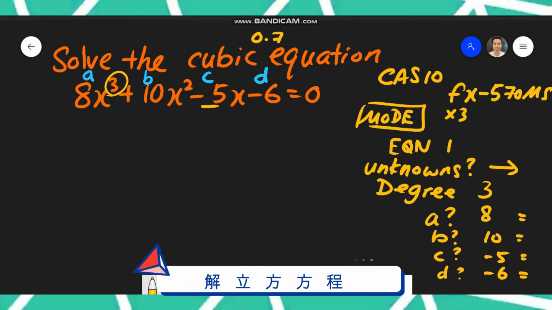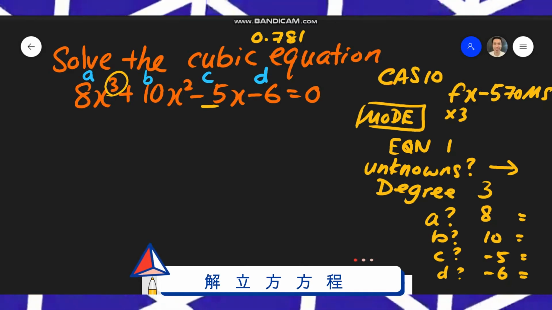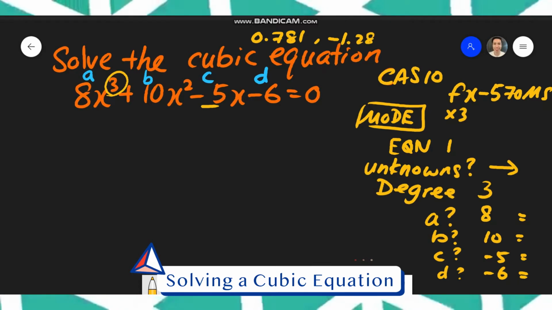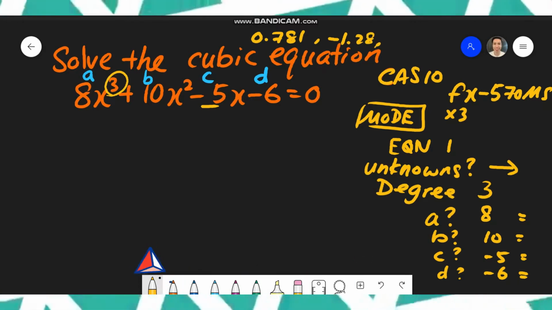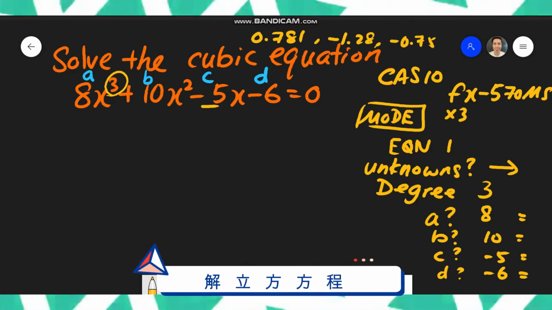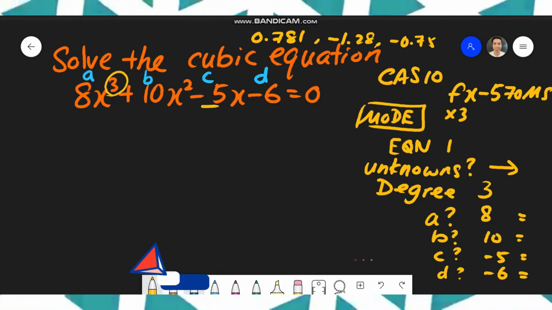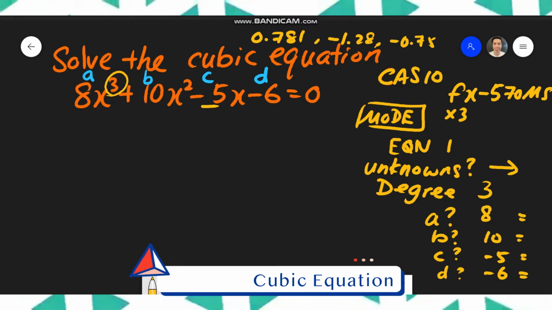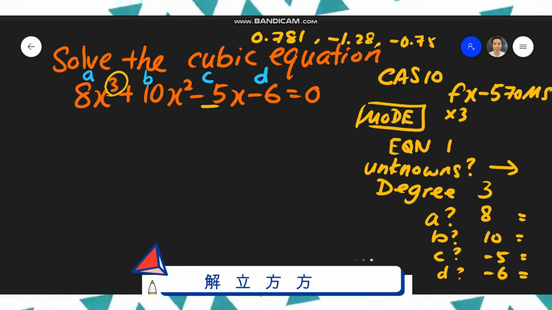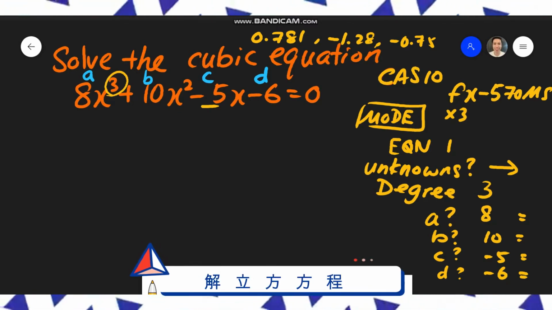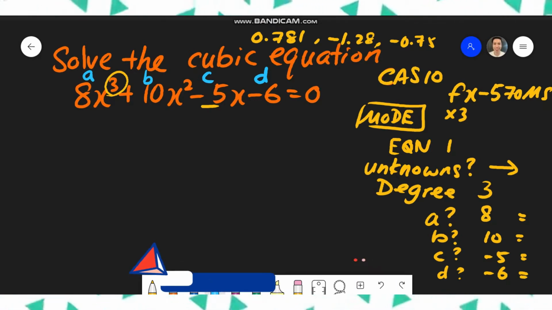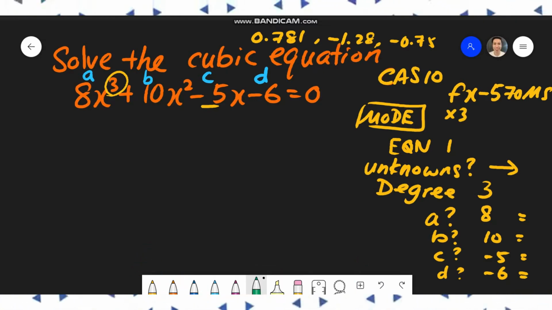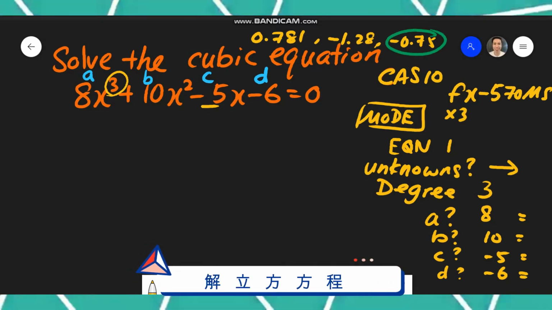You'll get the first answer, 0.781, if you round it off to 3 significant figures. The second answer is -1.28, and the last one will be -0.75. Among these 3 answers, we need to choose one answer as our factor. So which answer to choose? 0.781, -1.28, and -0.75. We need to choose the answer which can give us a fraction. As we know, -0.75 will give us the fraction -3/4.